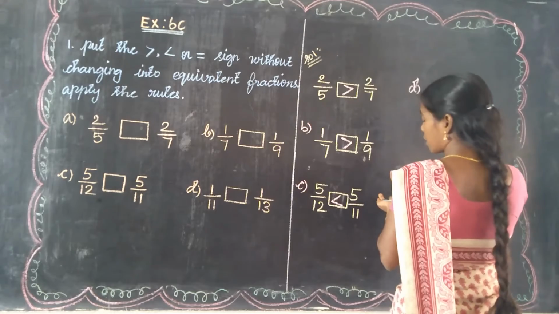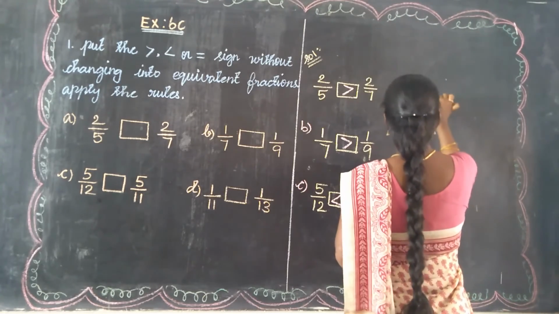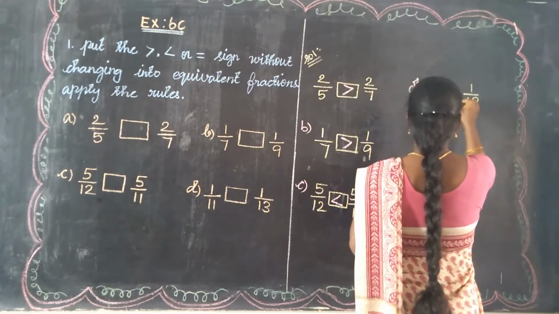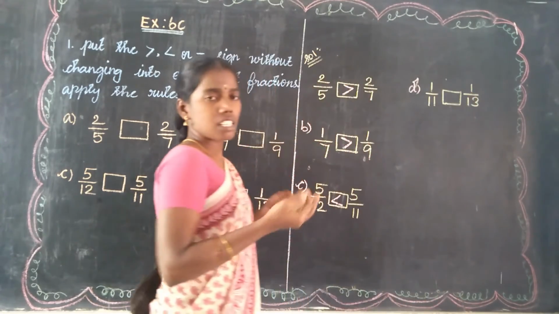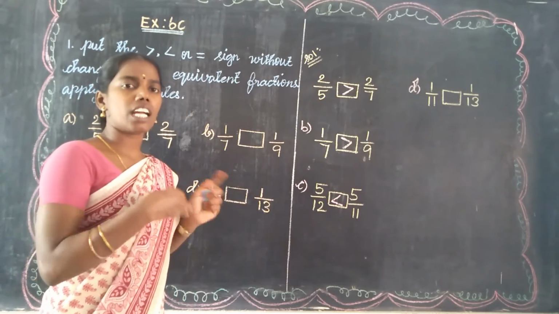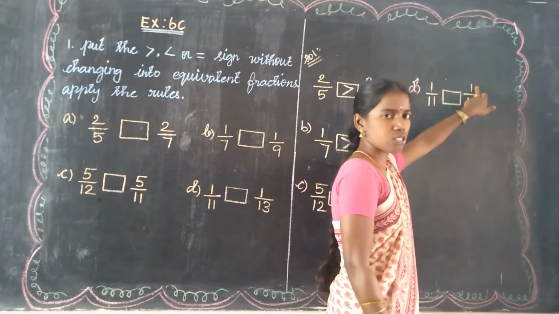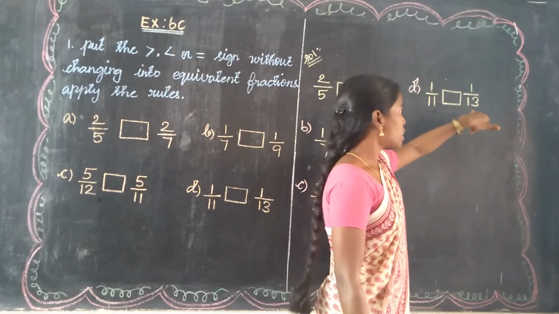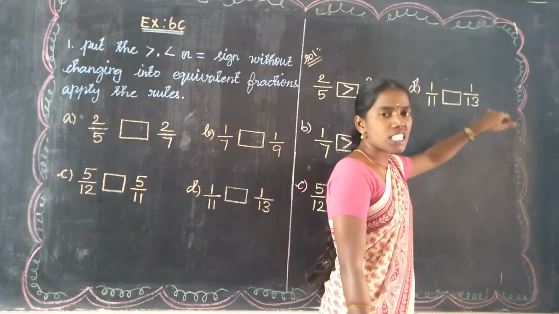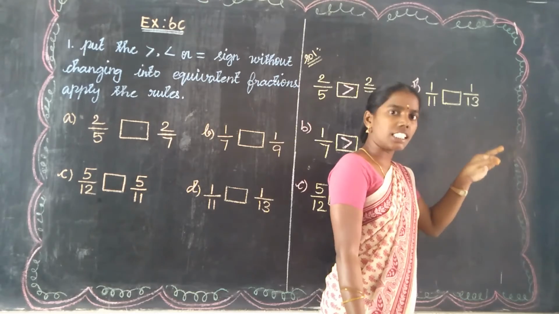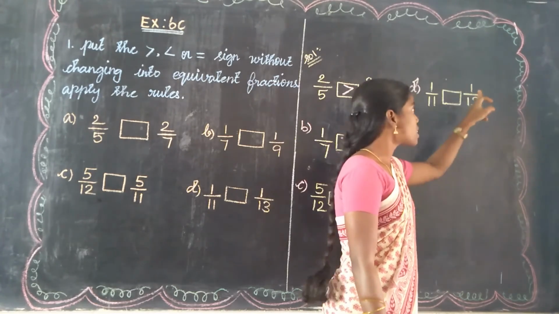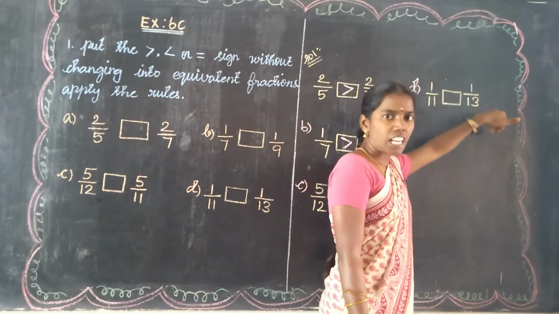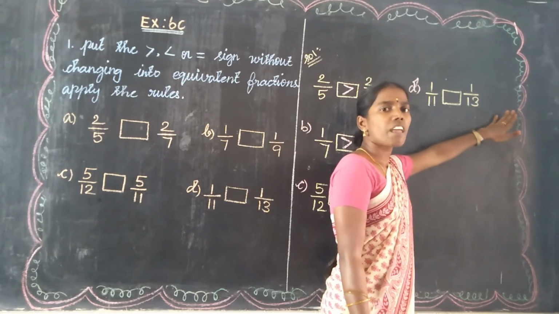In D, the first fraction is 1 by 11 and the second fraction is 1 by 13. First consider the numerator value: the first fraction has 1 and the second fraction also has 1. Next, consider the denominator value: first fraction 11 and second fraction 13. Which one is the greatest? 13 is the greatest single value, but this is the fraction 1 by 13.